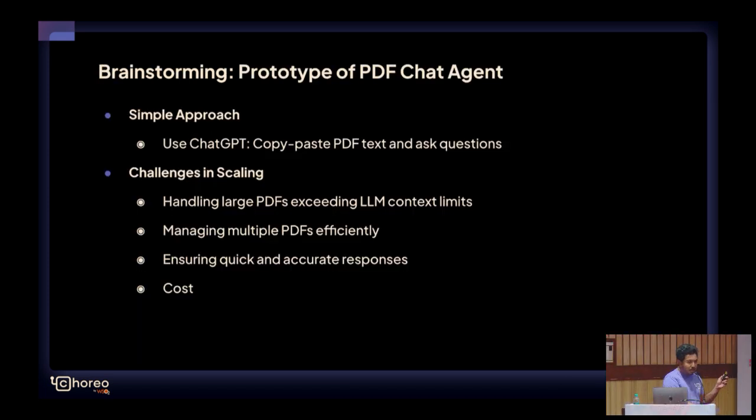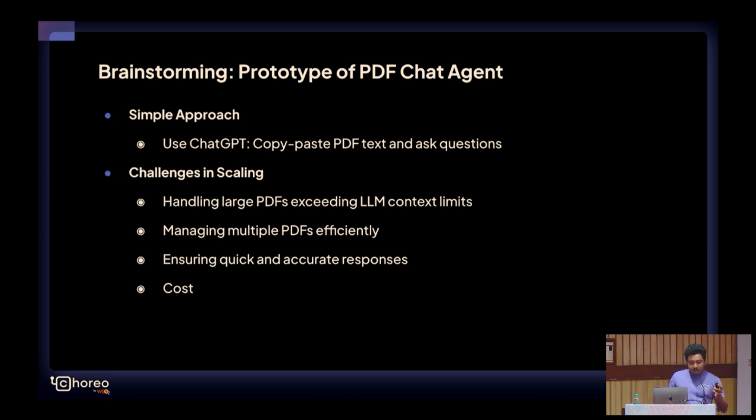So let's think now how we can build this kind of a chat agent. The simplest approach, I think you all are familiar with ChatGPT, right? You all have used ChatGPT. The simplest way of doing this is you can just copy paste all the PDF text and give it to ChatGPT and say, hey, this is my text, and answer my question. So that's the simplest solution you can do.